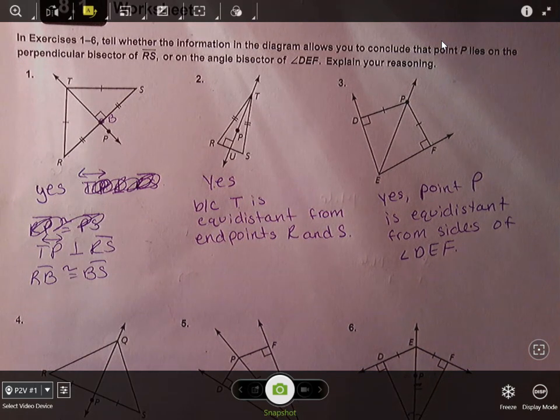All right, yes, question? Do you want us to say equidistant, or can we just say that the two lines are congruent? You can say that they're congruent. Okay. It means congruent, equidistant means the same thing. Okay.